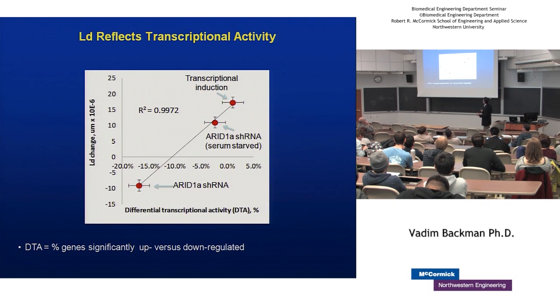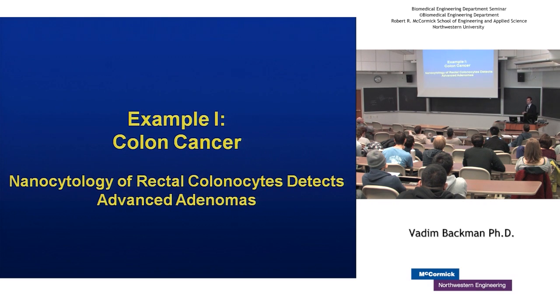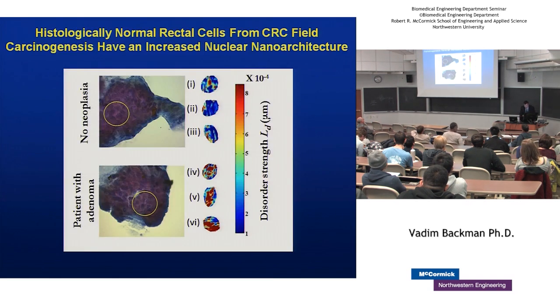If you simply look at the differential transcriptional activity, which is the difference between the percent of genes that are significantly up versus down regulated, you can see that disorder strength is fairly well correlated. Again, not surprising, because here you're looking at the fairly fundamental chromatin remodeling that is a necessary step for gene expression. So now we have a way of detecting chromatin remodeling in a cell.